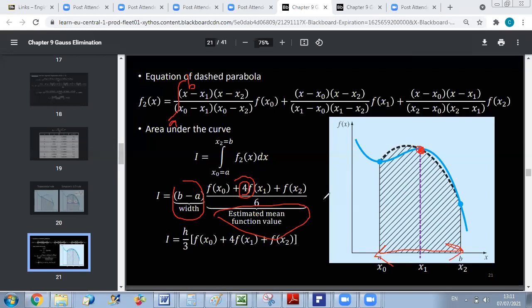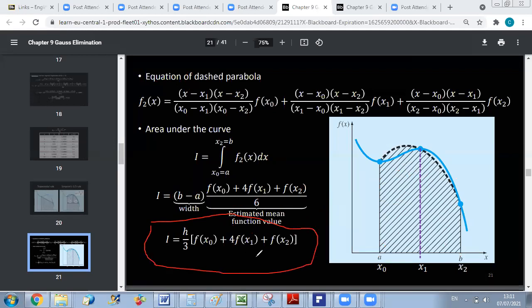If you now replace b minus a by its value, because you know that b minus a is equal to 2h, and you simplify 2 over 6 as 1 over 3, we end up with the following general formulation for Simpson's rule, which is Simpson's 1/3 rule: h over 3 times (f(x0) plus 4f(x1) plus f(x2)). And we call it Simpson's 1/3 rule because of this coefficient here, 1 over 3. So we divide h by 3.